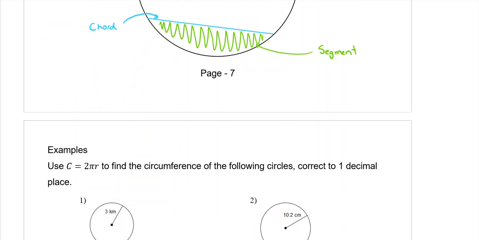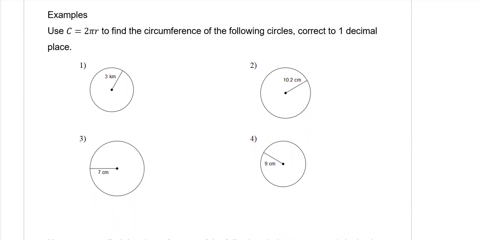Okay, let's go on to our questions. So in the example here, it says use the formula C is equal to 2 pi r to find the circumference of the following circles correct to one decimal place. Okay, anytime you're doing a calculation that involves pi, you are going to have to round it. So be on the lookout for that in the questions as to whether you're rounding to one decimal place or two.